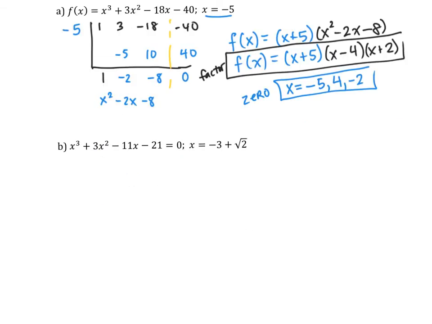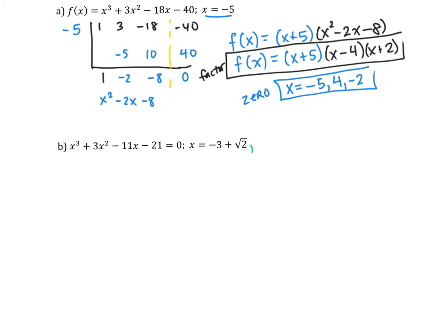We're going to try this one more time, and I'm going to fully factor x cubed plus 3x squared minus 11x minus 21, and find all the zeros. For this one, the first zero they give me is x equals -3 plus √2. -3 plus √2 is a little bit of a rough one to do with synthetic, but the nice thing about it is that because it has a radical component, it actually has a conjugate answer that always comes with it.